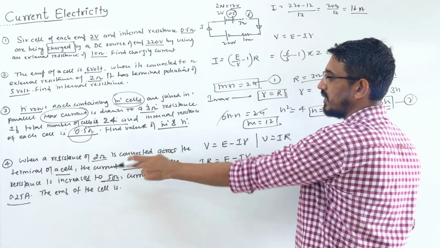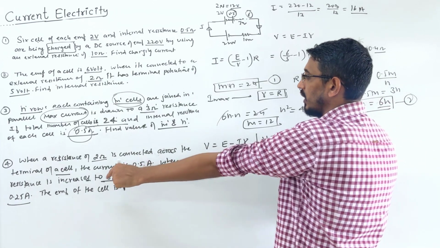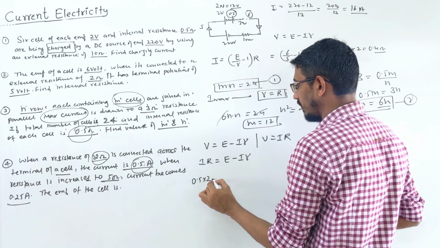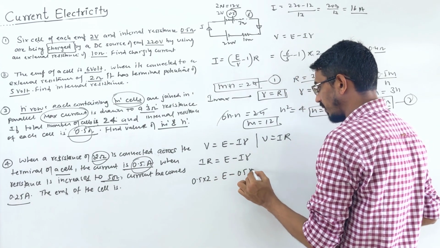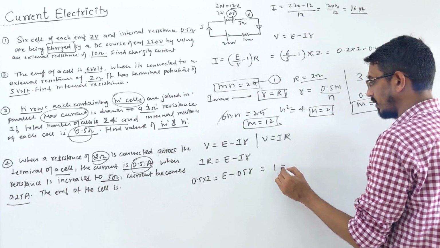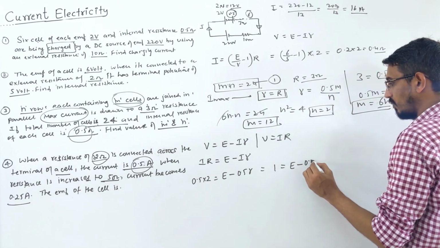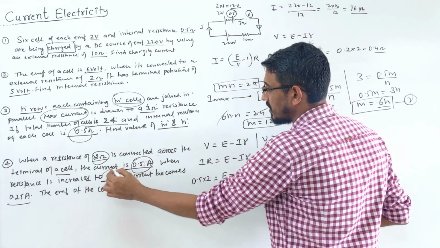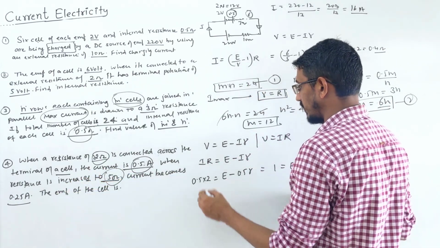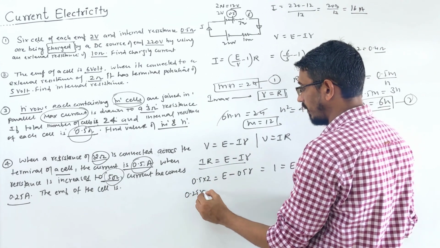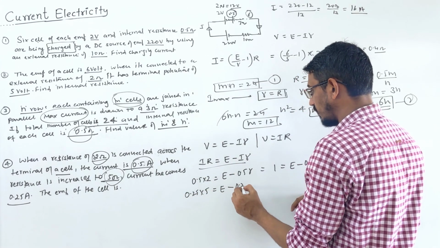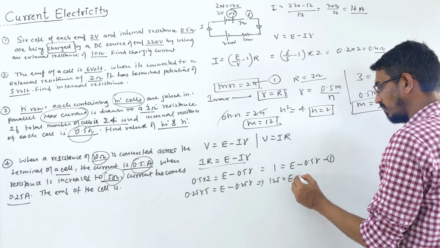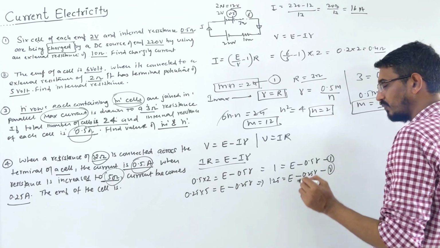Two cases are given, first case, second case. Let's put the values. First resistance 2 ohm, current flowing 0.5. So 0.5 into 2 is equal to E minus 0.5 r, or 1 is equal to E minus 0.5 r. This is equation 1. Second case, resistance 5 ohm, current becomes 0.25. Same equation: 0.25 into 5 is equal to E minus 0.25 r. So 1.25 is equal to E minus 0.25 r, equation 2.